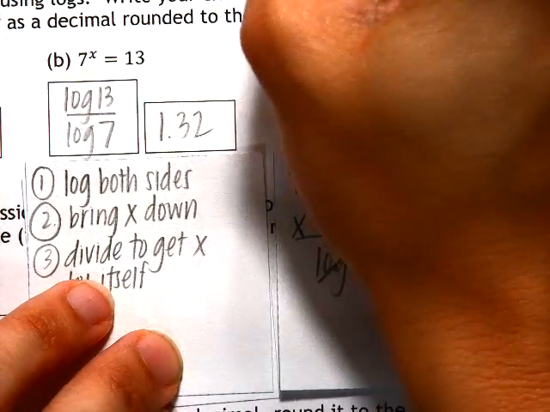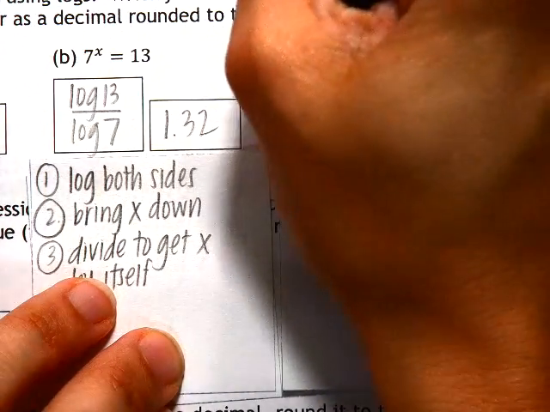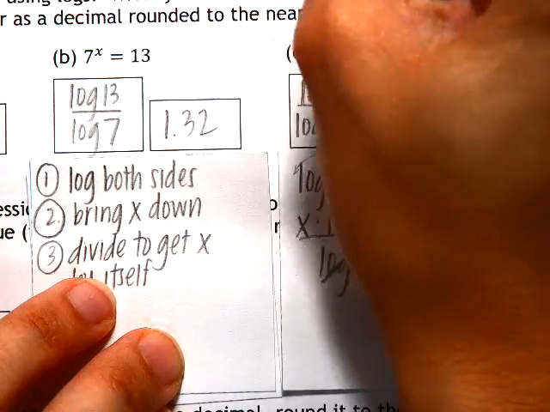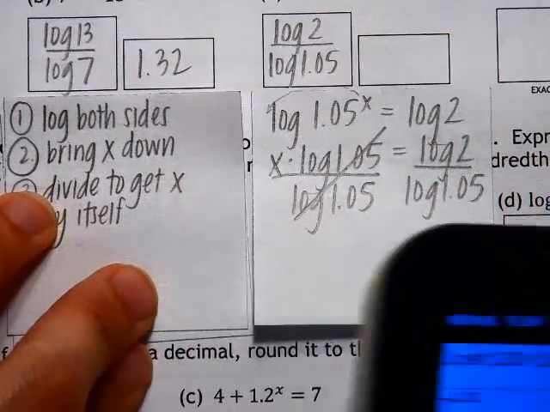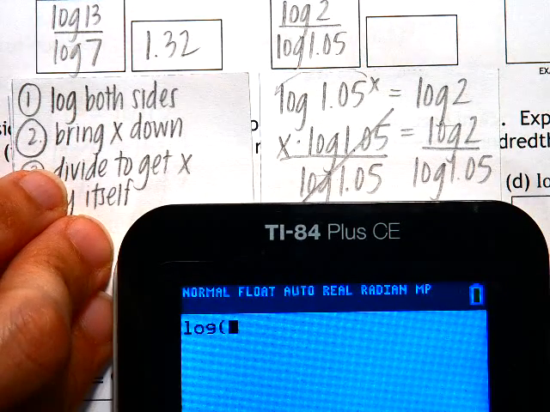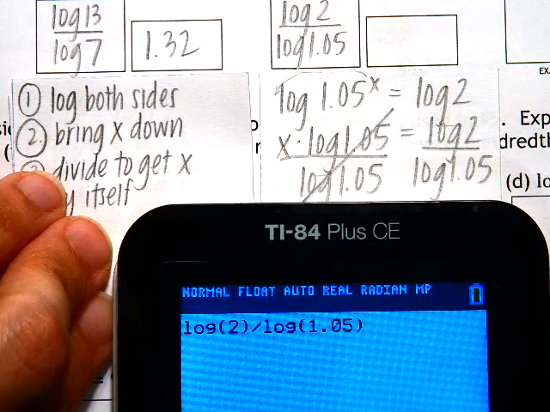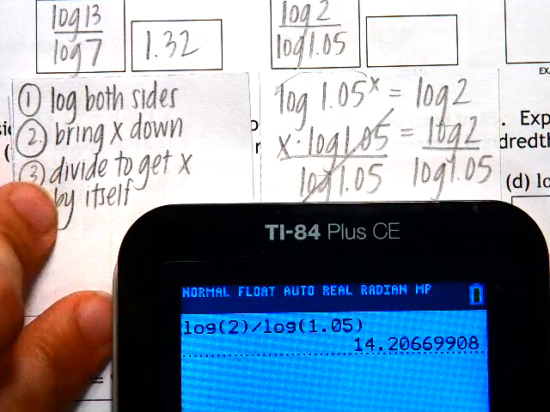The fraction can immediately be copied into my answer space, log 2 over log of 1.05. And then it can be typed as is into the calculator so I can get my decimal answer. Log 2 parentheses divided by log 1.05 parentheses, 14.21.